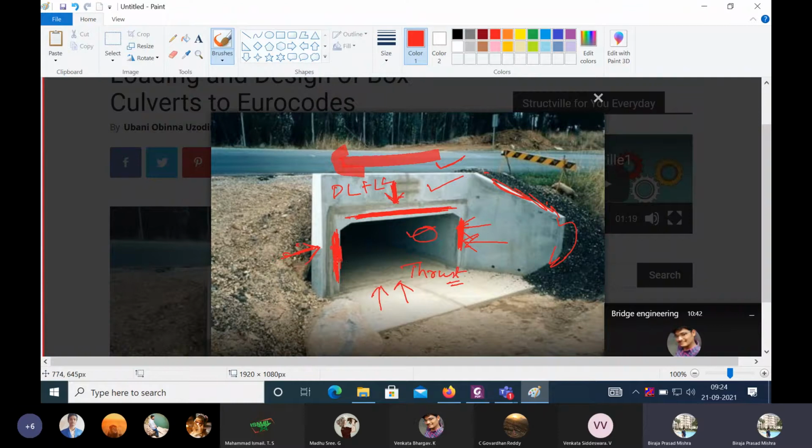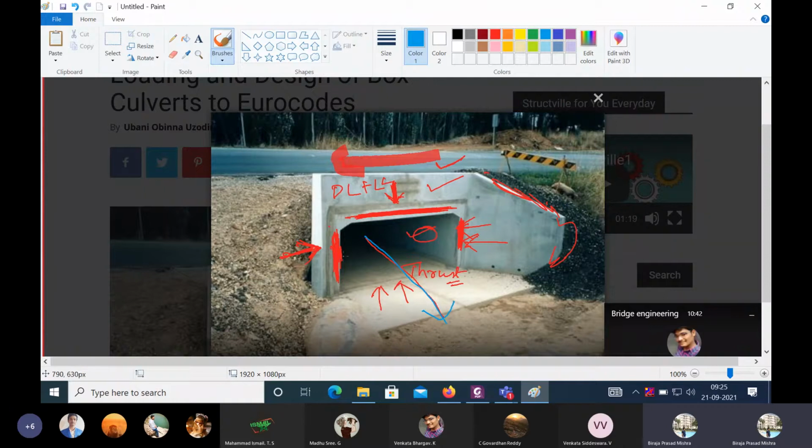Now, these are the forces which are from outside the box culvert. What are the forces which will be from inside of the box culvert on the walls? The first one: let us say water is coming along this direction. For example, let us say the flow of water is in this direction.